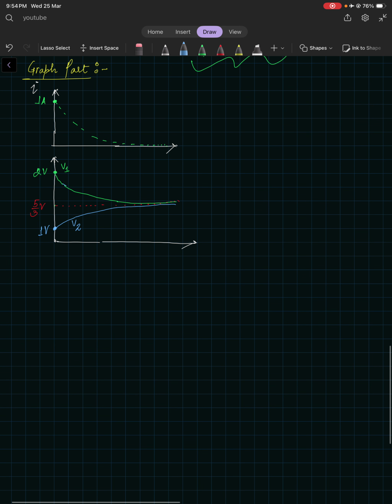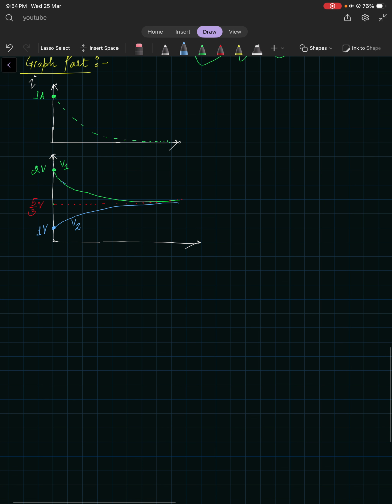Fine. So the thing is that as long as the DC source is present in the system, the current response or the voltage response will look like this. It can be easily drawn if you know the initial and final condition and the time constant.